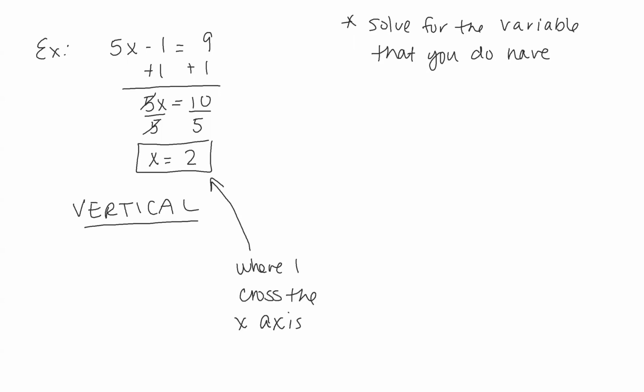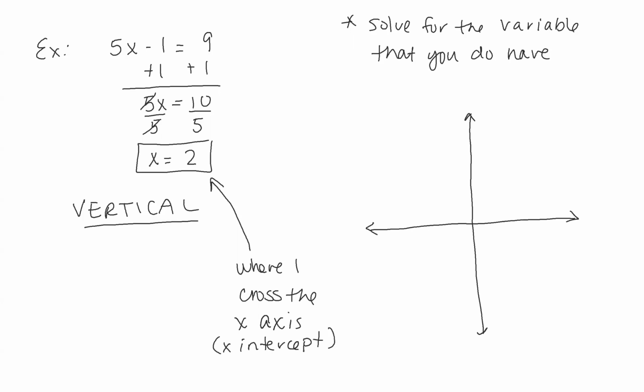So to graph a vertical line is really quite easy. You draw the Cartesian plane. You look to see what X equals, okay? X equals 2, that ends up being my X-intercept. So this is my X-intercept. It's where I cross the X-axis at. So let's say I've got 1, 2. I draw a point at 2 on the X-axis, and then I simply draw a vertical line through that.